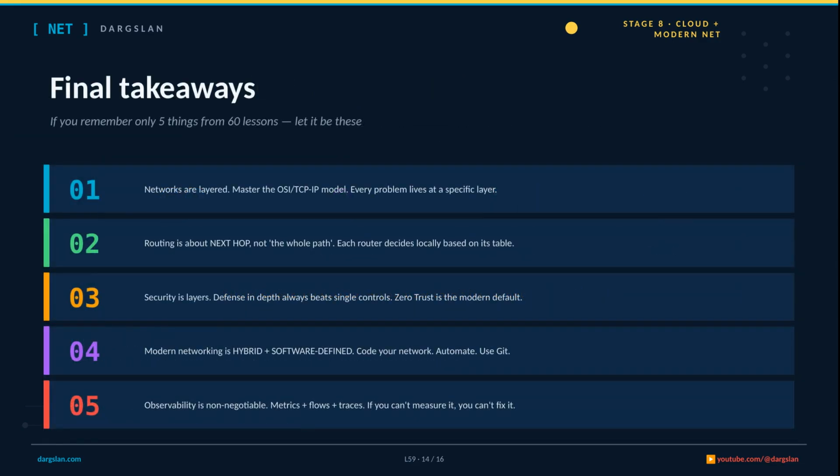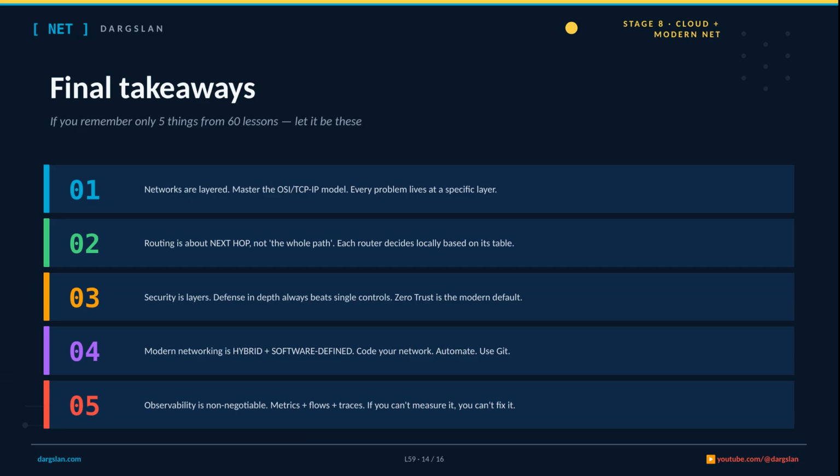Before we fully close out, let me leave you with 5 anchors. And if you forget everything else, hold on to these. 1. Networks are layered, and every problem lives at a specific layer, so master the model. 2. Routing is about the next hop, never the whole path. 3. Security is defense in depth with zero trust as your modern baseline.